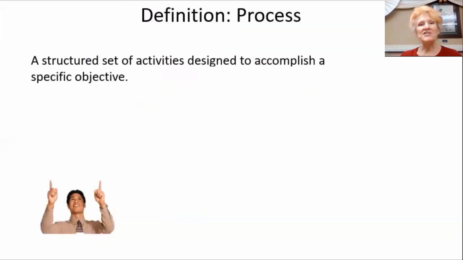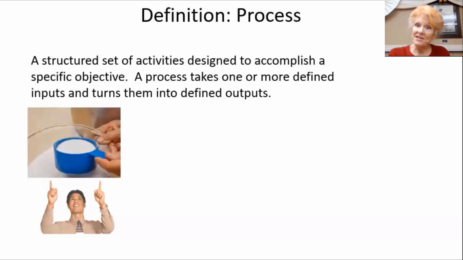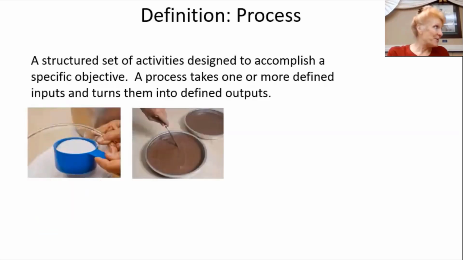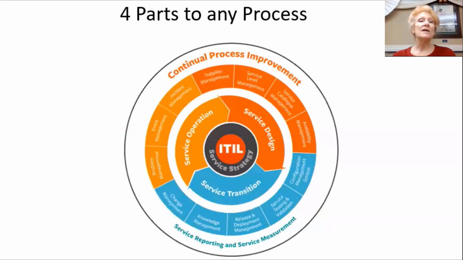ITIL's definition of a process is a structured set of activities designed to accomplish a specific objective. A process takes one or more defined inputs like sugar, eggs, and flour, and turns them into defined outputs like a cake. It's like a recipe. ITIL goes on to say there are 4 parts to any process.